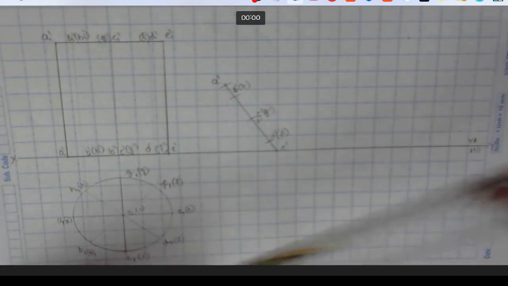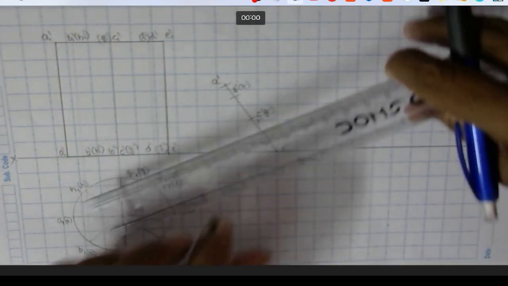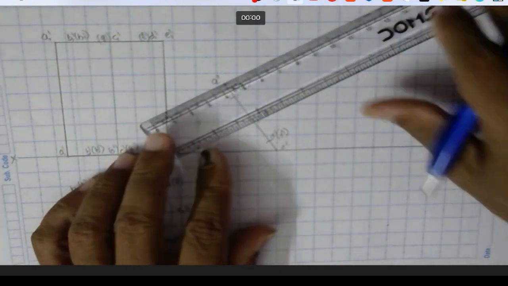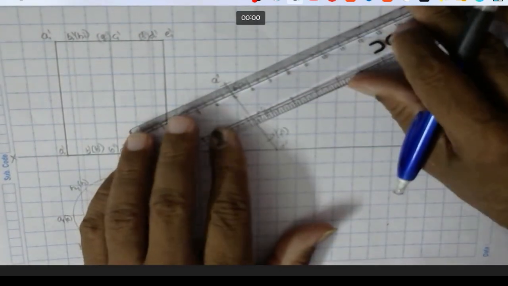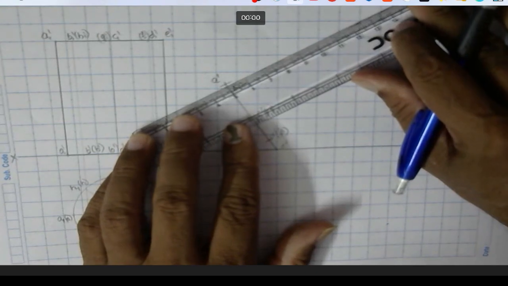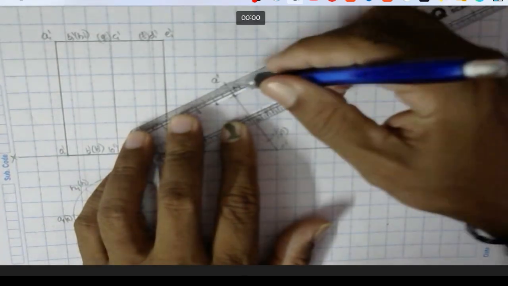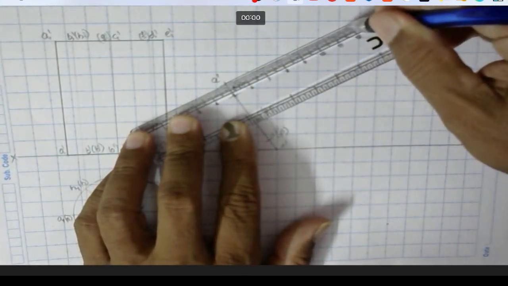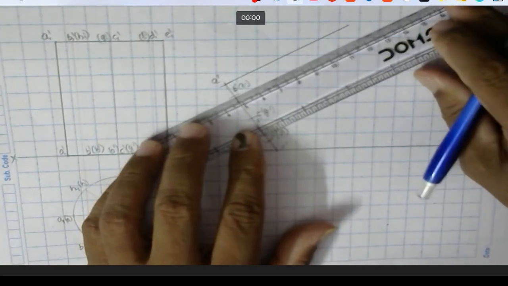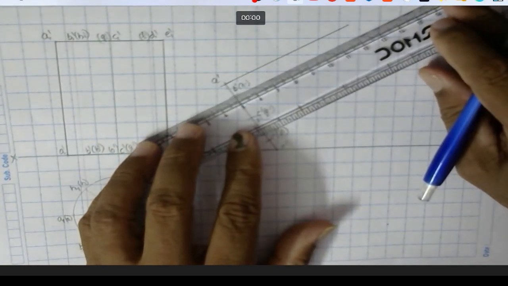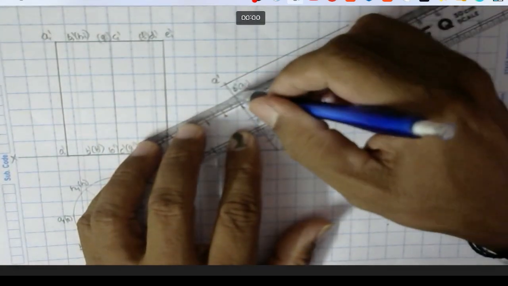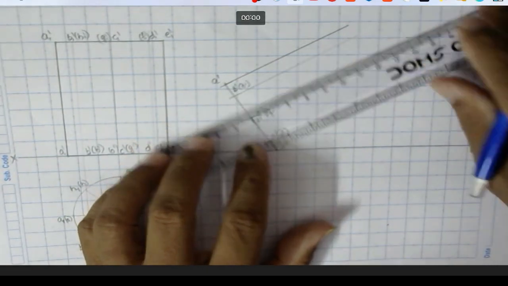Now the height of the cylinder is 70 mm. What I'll do, I'm going to draw a 70 mm long line perpendicular to all these marked points. So extreme edges I'm going to make thick and inner generators I'm going to make thin here.